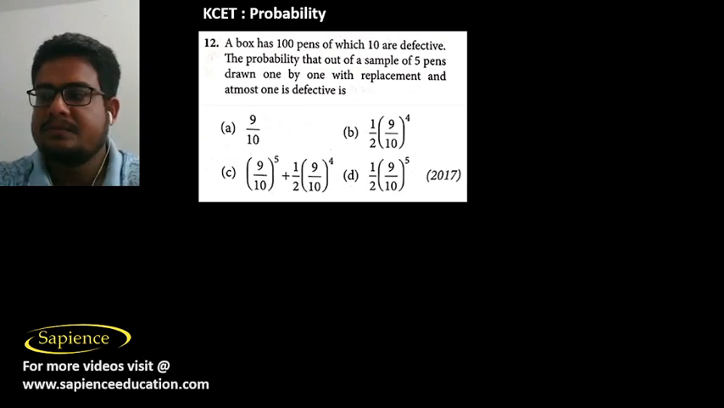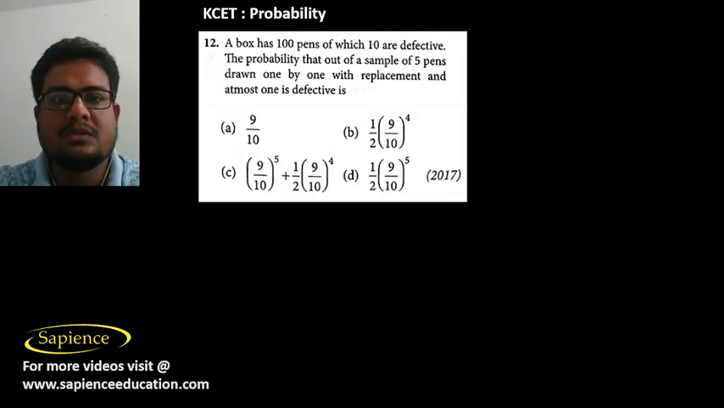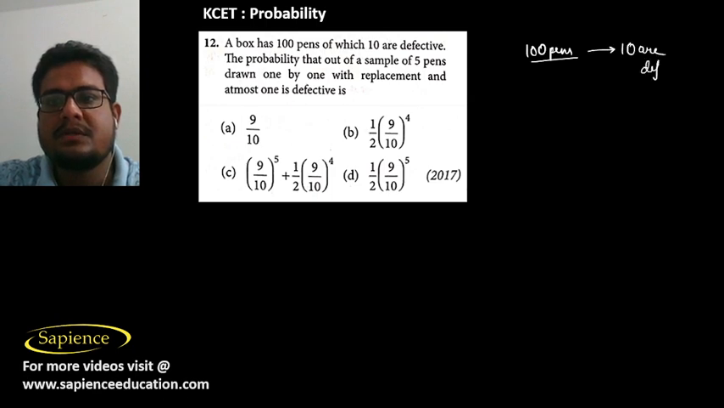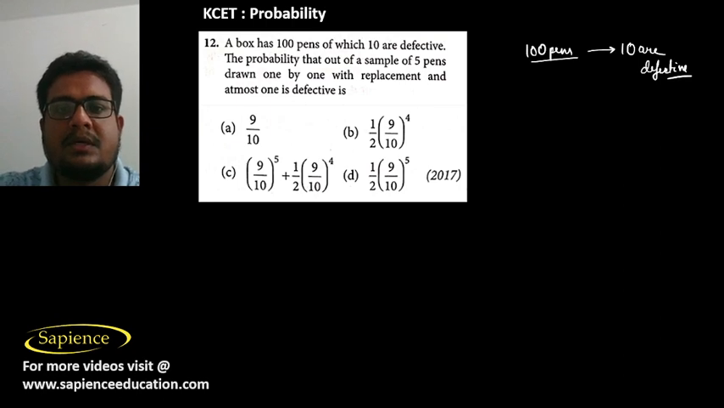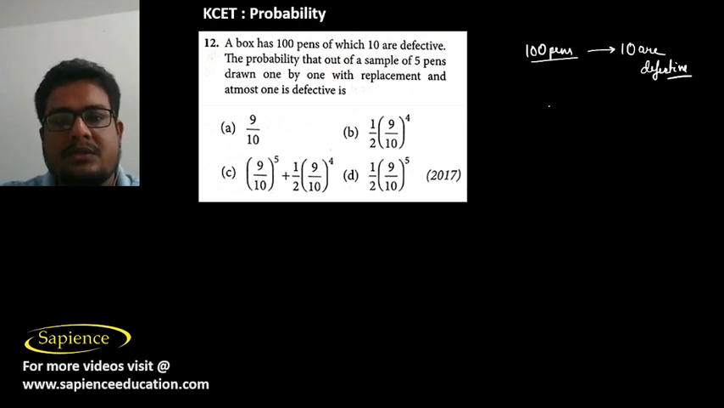Then in question number 12, it is told that a box has 100 pens, of which 10 are defective. Then the probability that out of a sample of 5 pens drawn one by one with replacement, at most one is defective. It means that either none is defective or one is defective.